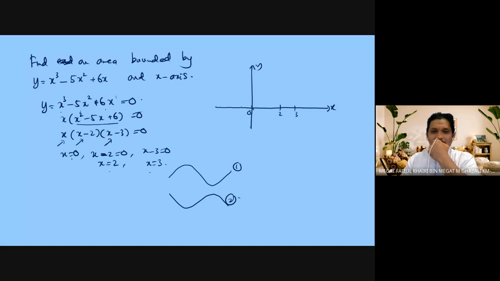Let's say if I come up with a value of x, say x equal to 1. When x equal to 1, 1 cubed minus 5 times 1 squared plus 6 times 1. Okay, 1 and then minus 5 plus 6. So 6 plus 1 equal to 7. 7 minus 5 equal to 2. So when x equal to 1, y equal to 2. So the graph will be something like this. There you go.